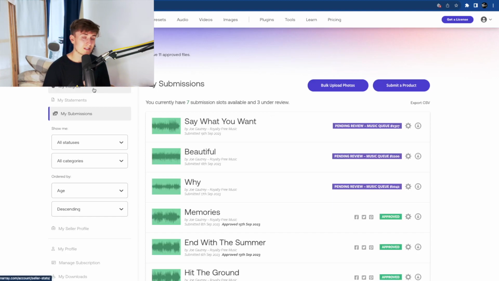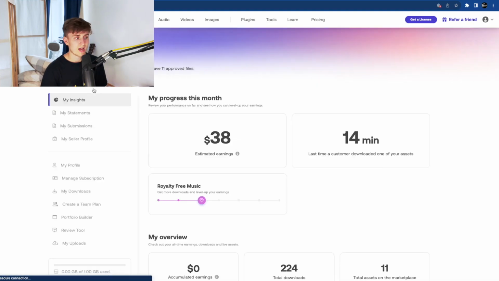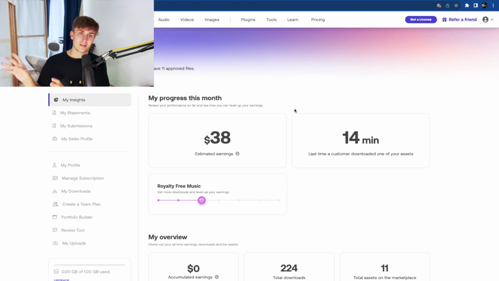So if we go over to my insights, this is how much I've earned in 1 month so far, or as an estimate, $38. Now, you might think that's a lot, you might think that's not a lot, but when I think about this in terms of comparing it to beat selling, sometimes when you upload beats to a beat store, it can take 2 months before you get your first sale at all. So the fact that I got accepted to Motion Array straight away and already started earning money is crazy. I was not even expecting.